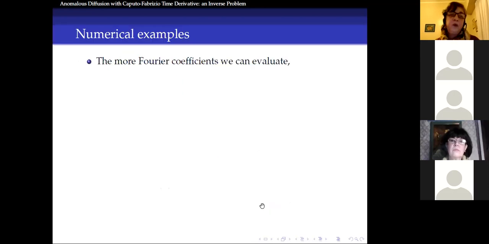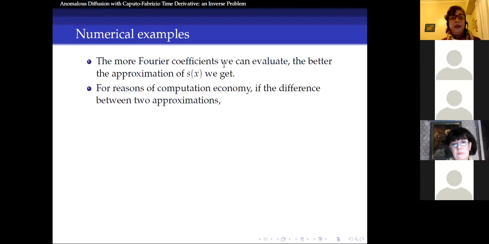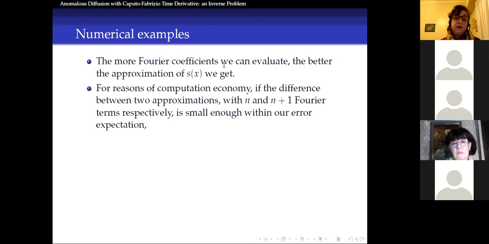And we have to say that the more Fourier coefficients we can evaluate, the better the approximation of S(x) we get. But for reasons of computation economy, if the difference between two approximations is small enough, we can decide to stop the process.